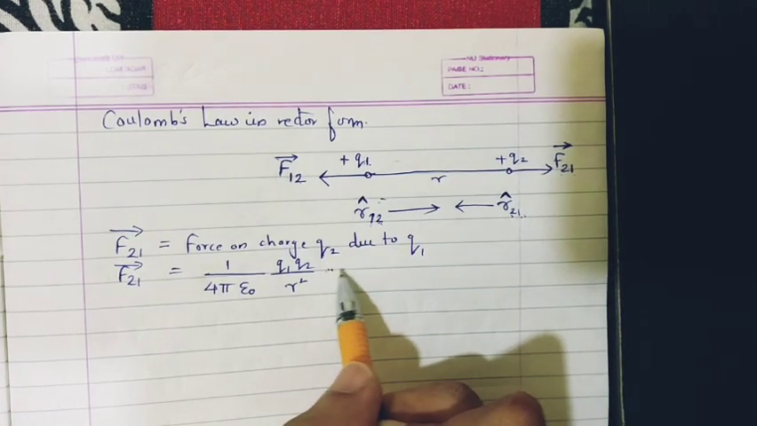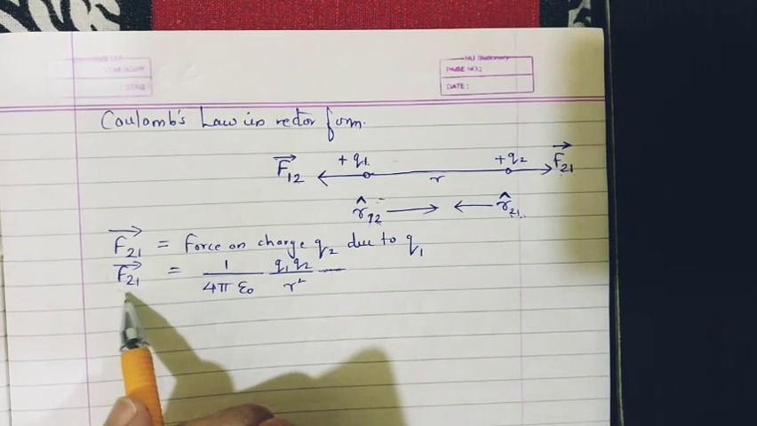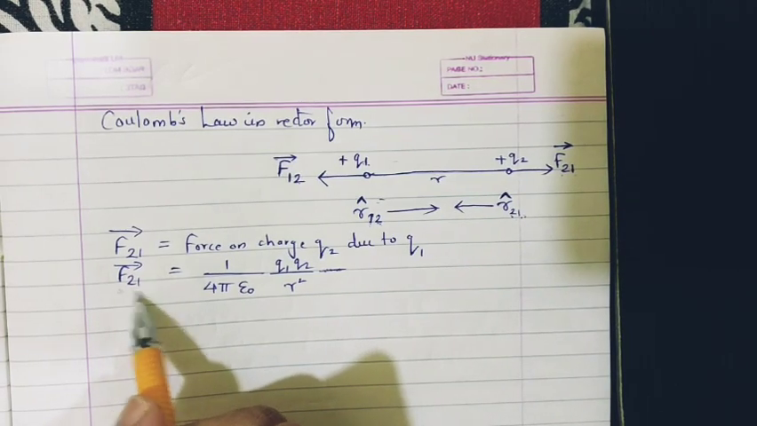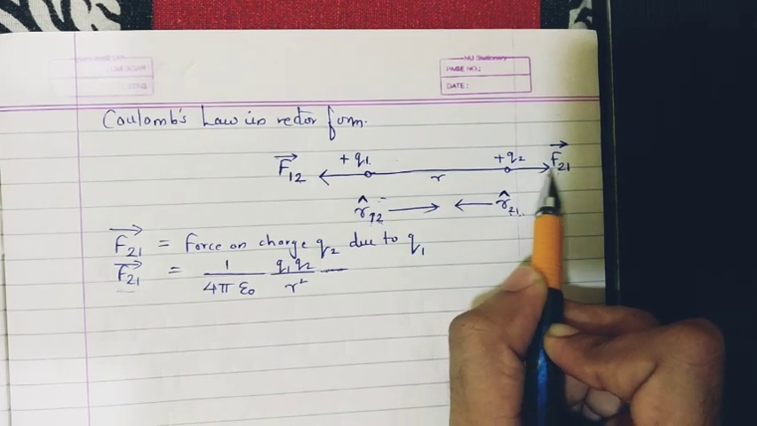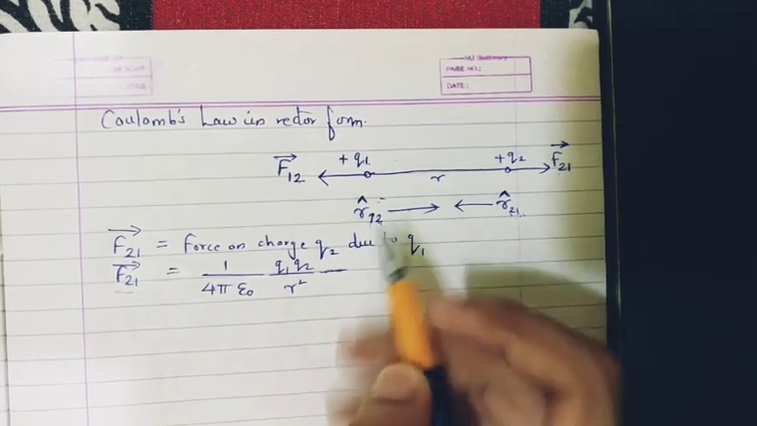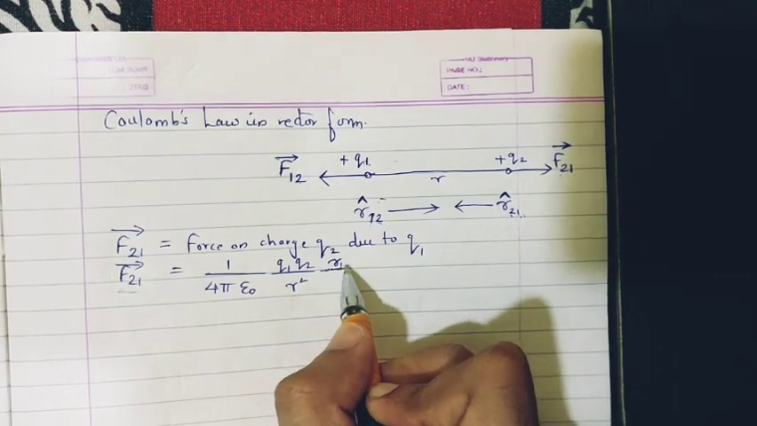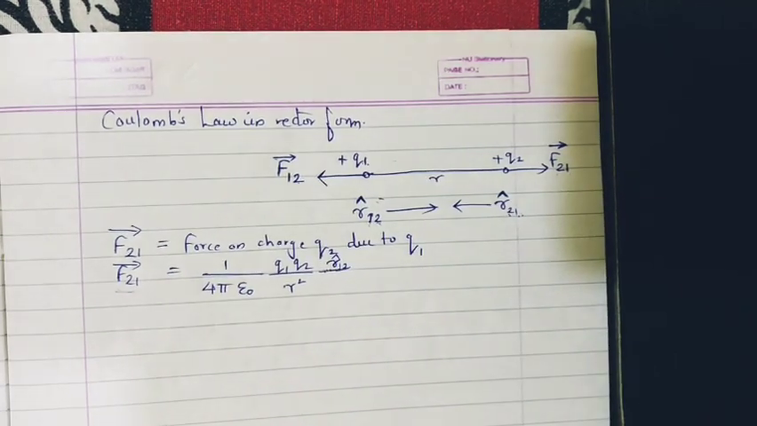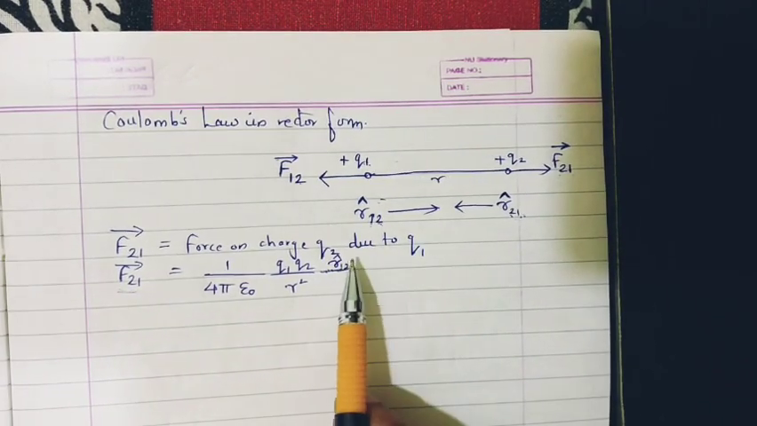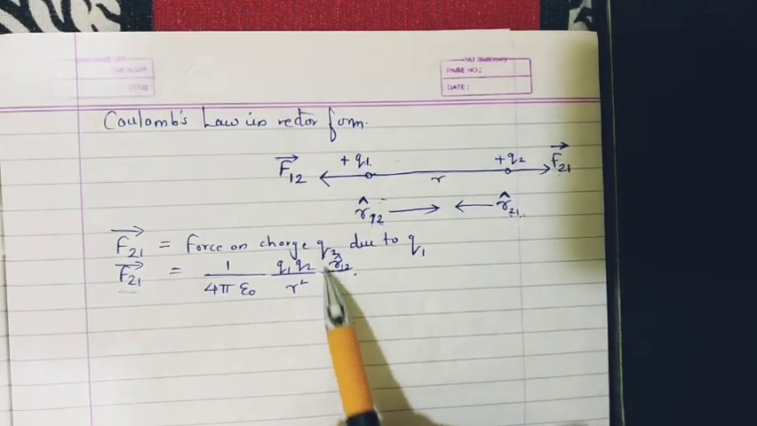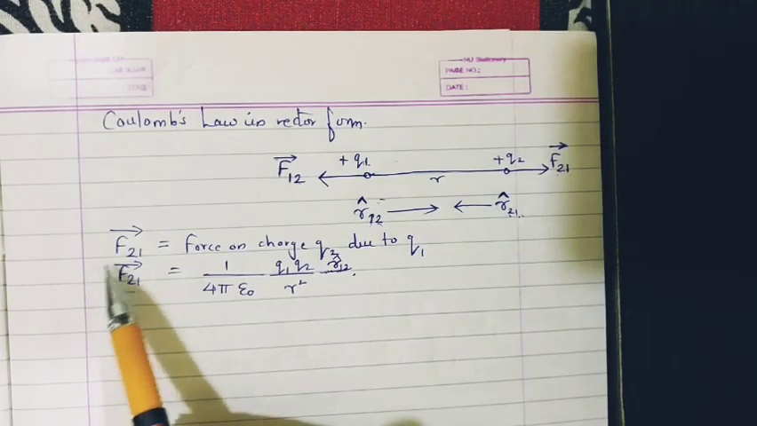So we'll have to put a unit vector on this side which will be in the same direction as F21. So which is the unit vector which is in the same direction as F21? See here, F21 is in this direction, and the unit vector in the same direction is R12. So what I'll do is I'll put R12 cap over here. So basically R12 and F12 are in the same direction. That is, R12 is representing the direction of F21.